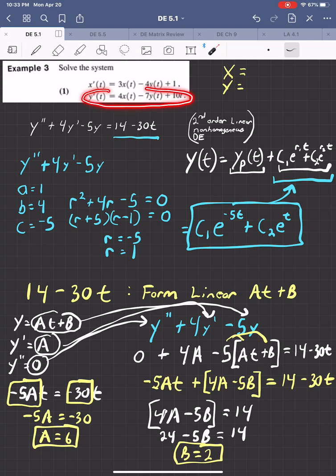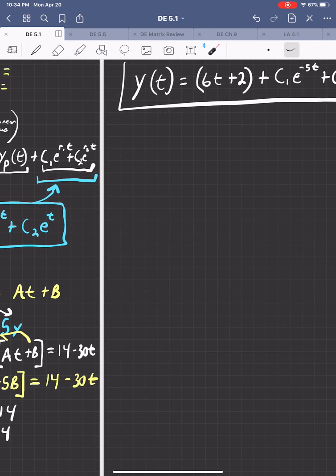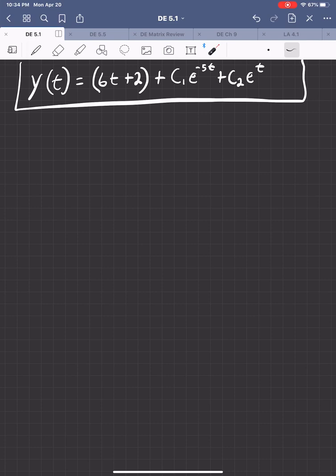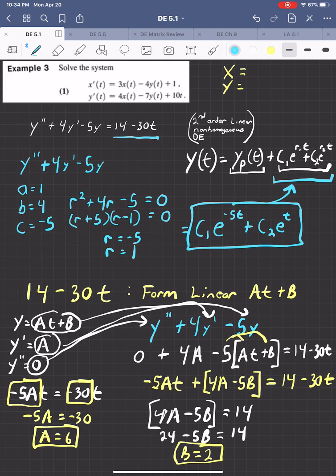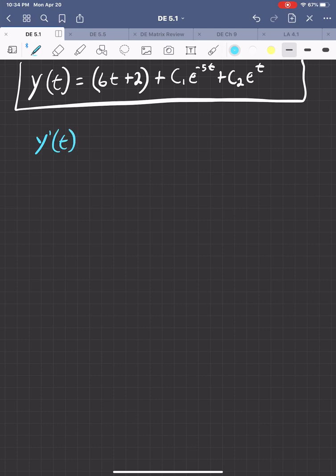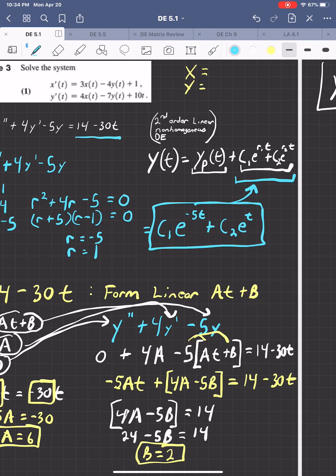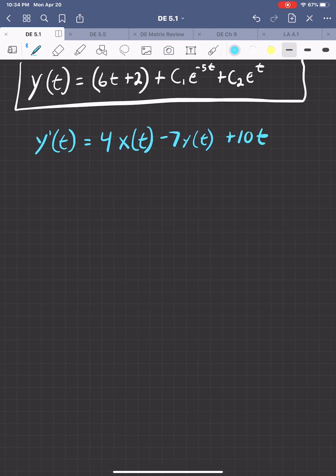Right, because what I'm going to do is write this equation that I'm circling right now, and I'm going to solve it for x. So ready? So let me go ahead and write that. So I start off with y prime of t equal to 4x of t minus 7y of t plus 10t, correct? Yes. Okay. So this is the original second equation in our system.